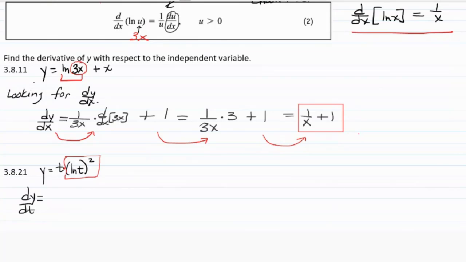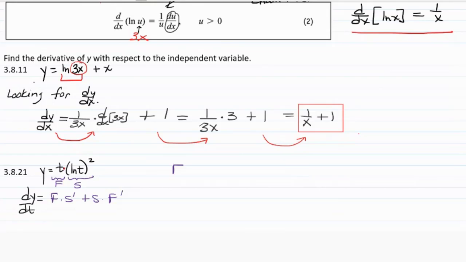Now, it's not the whole thing being raised to the second power. It's only that second part, right? So before we deal with that, we have to deal with the fact that this is a product. So we have a first function and a second function. So we're going to have a product rule. First times the derivative of the second plus the second times the derivative of the first.